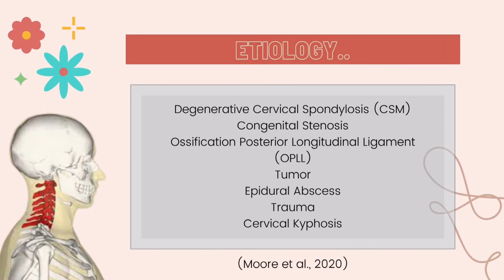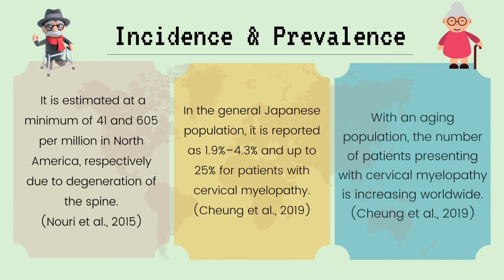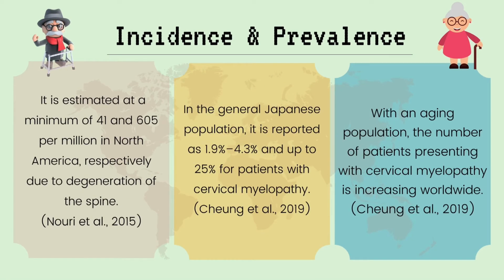This is the etiology of cervical myelopathy, where the ossification of the posterior longitudinal ligament (OPLL) is the most important and main cause of cervical myelopathy. For the incidence and prevalence, based on Nori et al. 2015, it is estimated at a minimum of 41 and 605 per million in North America respectively, due to degeneration of the spine.